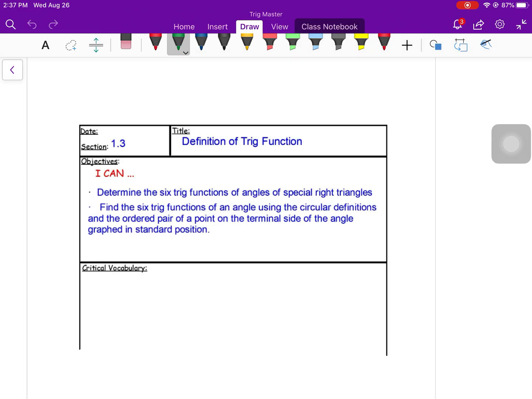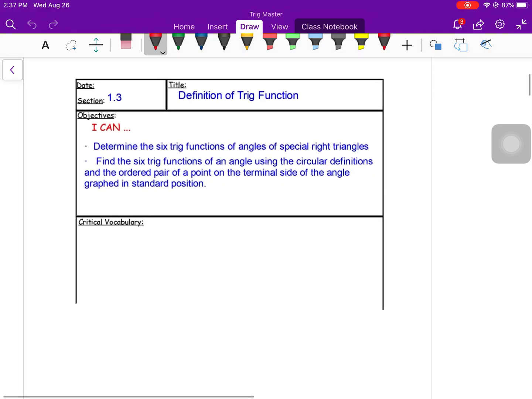Welcome to day 3, section 1.3 notes. Today we're going to actually get into some fun trig things. So it's going to be a lot more new information. We're going to be determining the 6 trig functions of angles of special right triangles and finding 6 trig functions of angles using the circular definitions and so on.